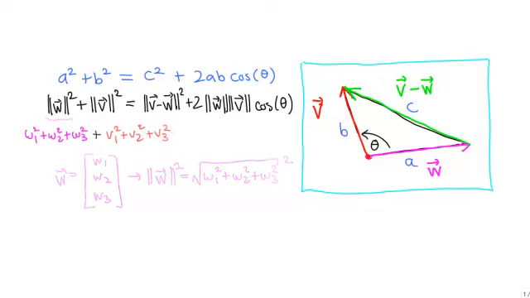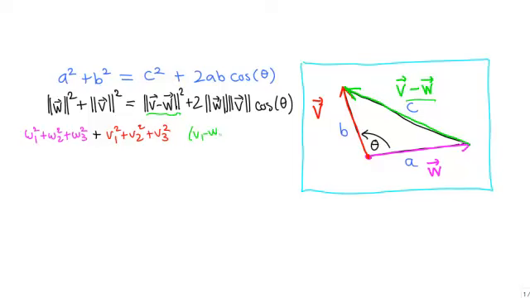Similarly, the magnitude of v squared is v1 squared plus v2 squared plus v3 squared. And following along, since the components of the vector v minus w are the difference of the components of the vectors v and w, then the length of v minus w squared is going to be v1 minus w1 squared plus v2 minus w2 squared plus v3 minus w3 squared.